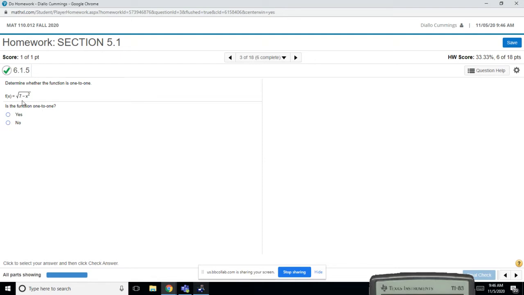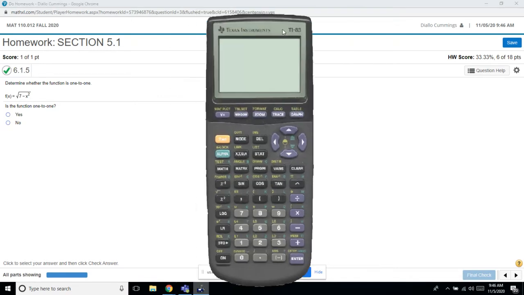In order to answer this question, I'm actually going to graph this function using the graphing calculator, and I'm going to apply the horizontal line test. So remember, in order to graph any function, I'm going to go into y equals, and I'm going to clear out any of my functions, which I don't have. I'm going to put in the square root of 7 minus x squared, and I'm going to graph. Okay, so notice that this is the graph of a semicircle.